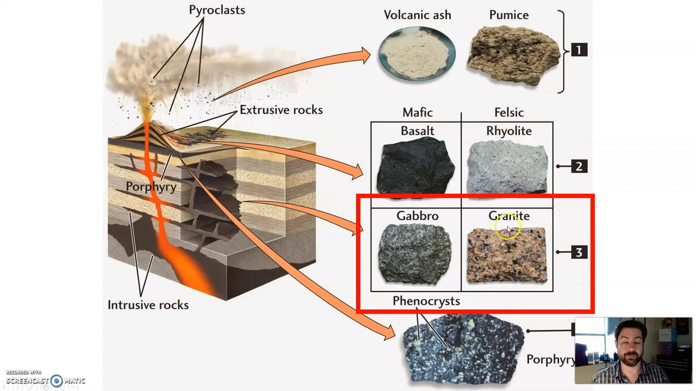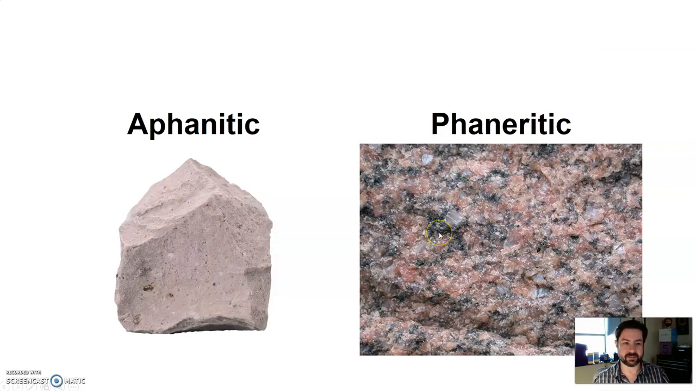Rhyolite and granite, they're made up of the same stuff. Basalt and gabbro, made up of the exact same stuff. It's just one cooled at or near the surface, one cooled below ground. So again, here's kind of a side-by-side, aphanitic, not really visible to the naked eye. If we put this under a microscope, we would be able to see some crystals.